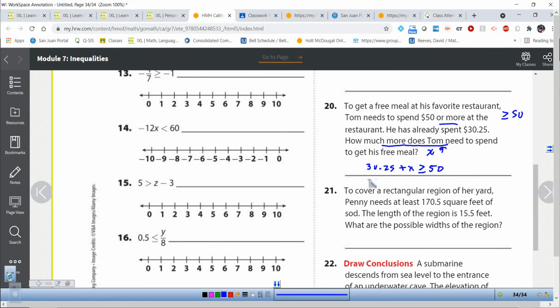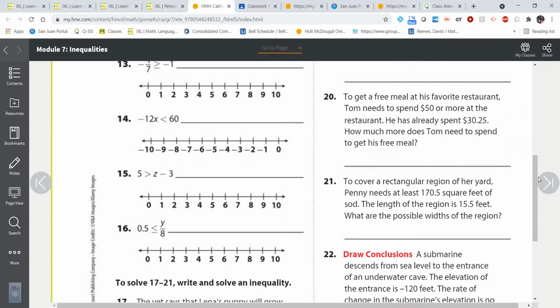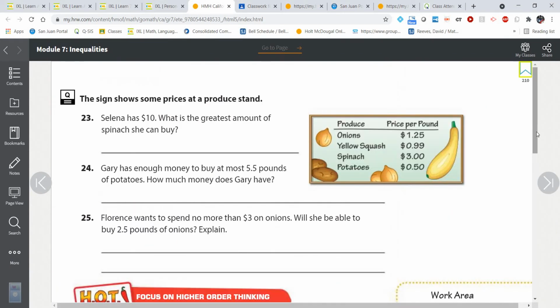All right, so I'm going to go ahead and subtract 30.25. That's how much he's already spent. So X is going to be greater than or equal to, well, let's see, 50 minus 30, that would be 20. So 19.75. All right, so how much more does he need to spend? He needs to spend $19.75 or more. Or we could say he needs to spend at least $19.75.